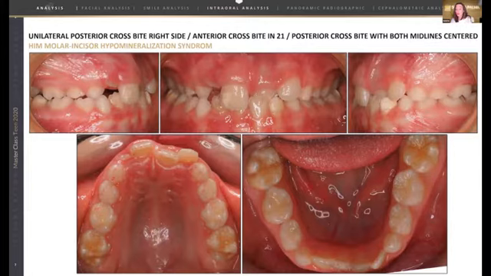Every time that we have a unilateral posterior crossbite, we need to check the midlines of the patient at the first occlusal contact, with open mouth, and in centric relationship. In this patient, both midlines were totally centered in maximum intercuspidation and also in centric relationship. So we know that in order to make the correction, we will need to make an asymmetric expansion on the upper arch.